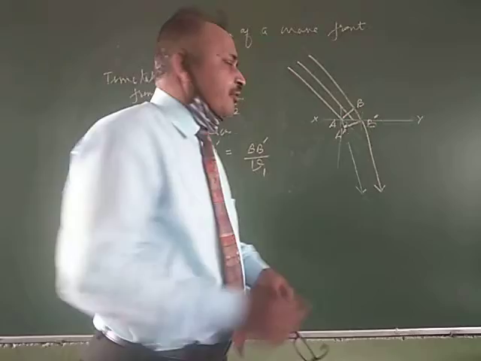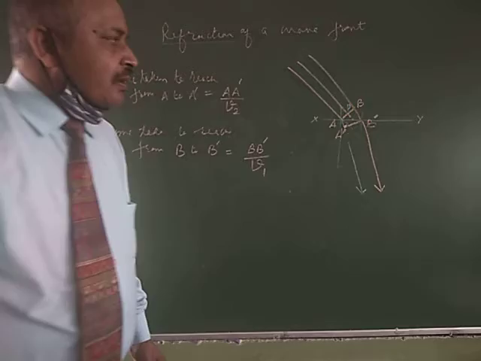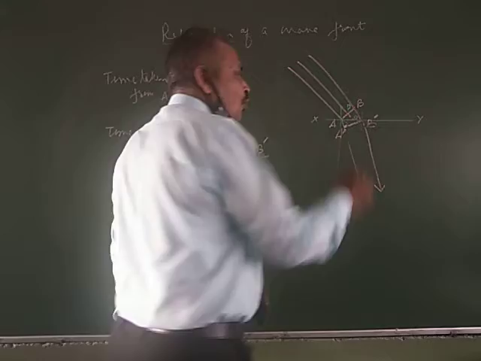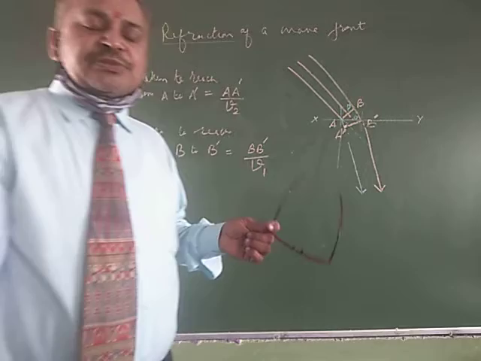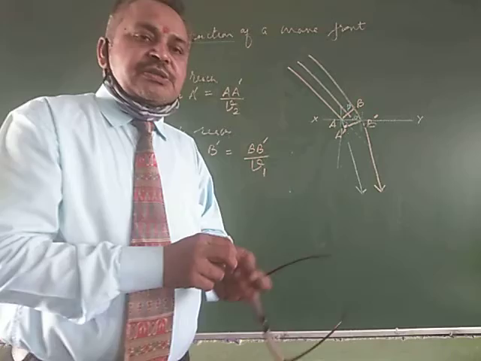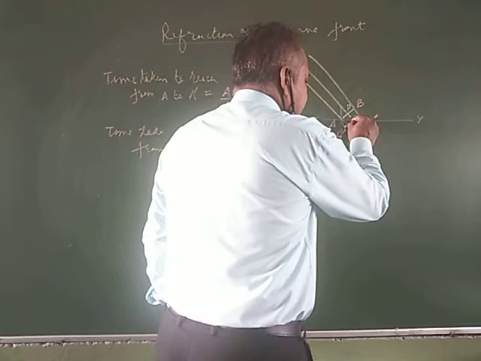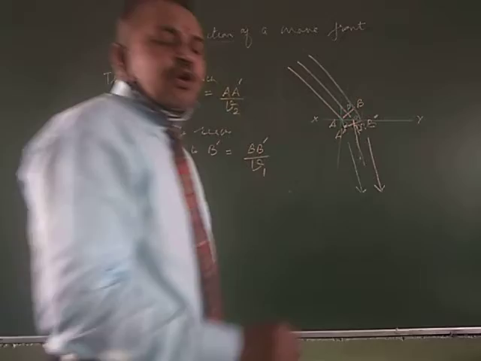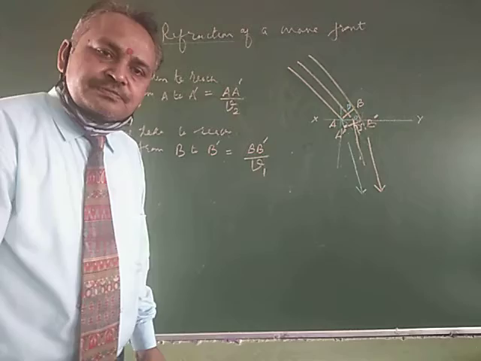So P will reach some point, let us say O, on the refracting surface, and from there it will follow refraction. Again it will bend towards the normal and ultimately it will reach the point P dash on the refracted wavefront. Is it clear? Very good.